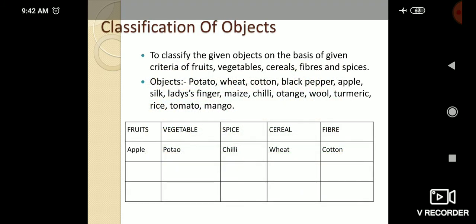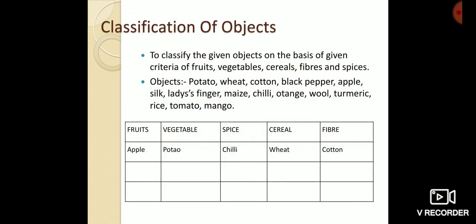To classify the given objects on the basis of given criteria such as fruits, vegetables, cereals, fibers and spices, objects are given. So, I have solved one example. First one is the fruits. Fruit is apple. Second, vegetable, potato. Spices, chilies. Cereals, wheat. And fiber is cotton. You can solve the next one.